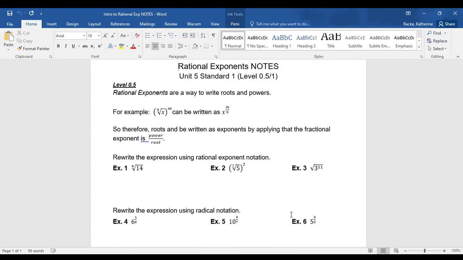Hi guys, today we're learning about rational exponents. So things you already know, but we're going to look at it in a different form now. Rational exponents are a way to write roots and powers.